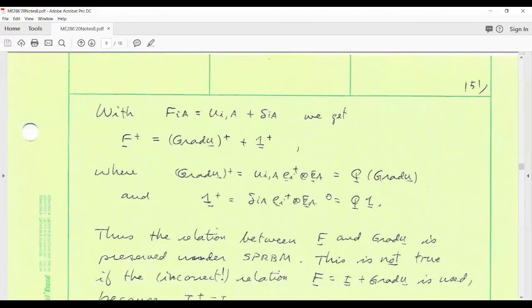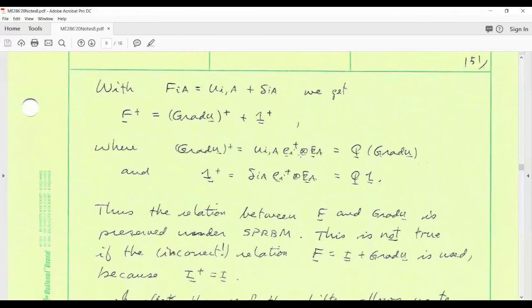More importantly, you see that the relationship between the deformation gradient and the displacement gradient is preserved under a superposed rigid body motion. In other words, if F was grad U plus the shifter before the superposed rigid motion, then it's also true after the superposed rigid motion. And that's because the original equation with the shifter is a genuine tensor equation because it involves the addition of objects of the same type, 2-point tensors, okay?